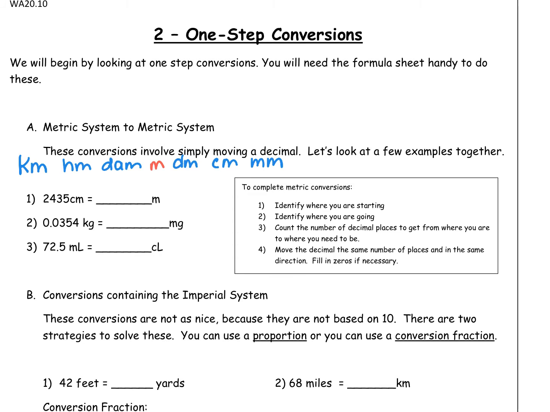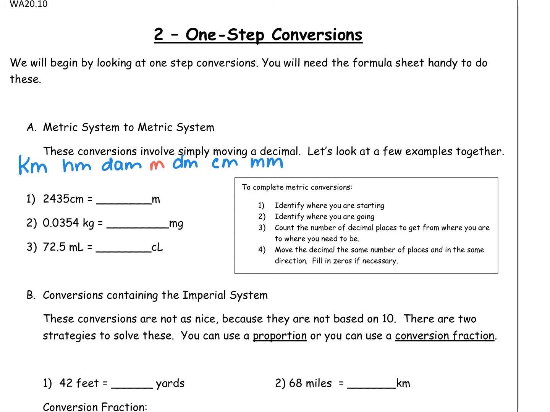So you are going to need the formula sheet that you got at the beginning of the year because it has all of our conversions on it. Within the metric system, it's not so bad, we're just moving decimal places, but when we get into the imperial system, the numbers are not things that we would remember. So let's just dive right into it.